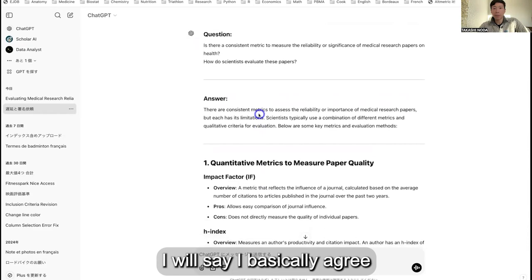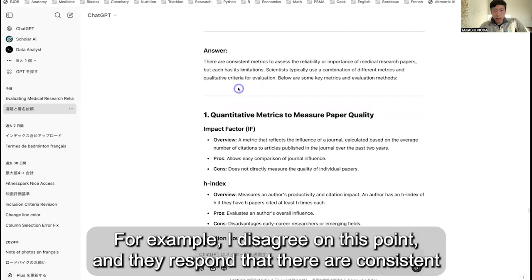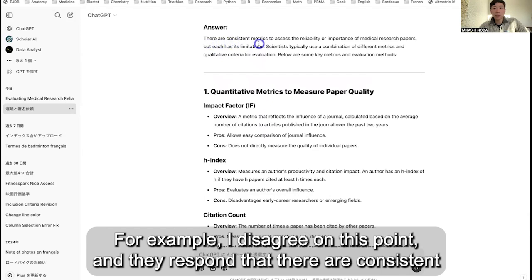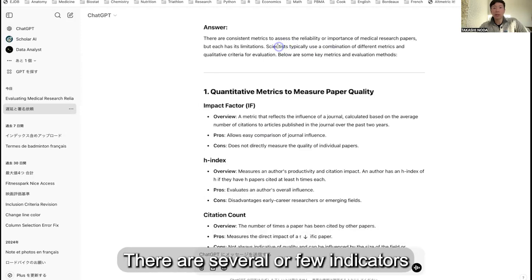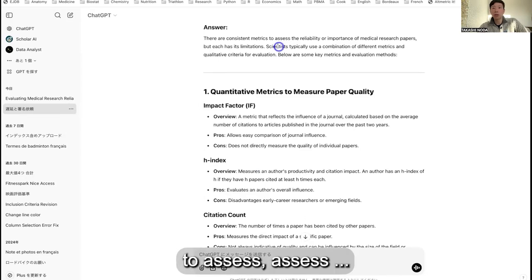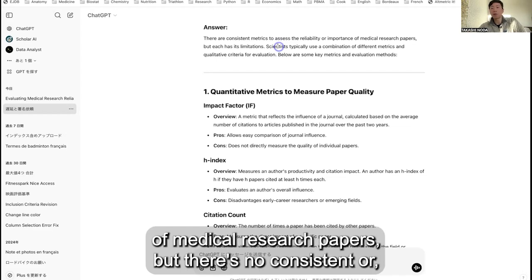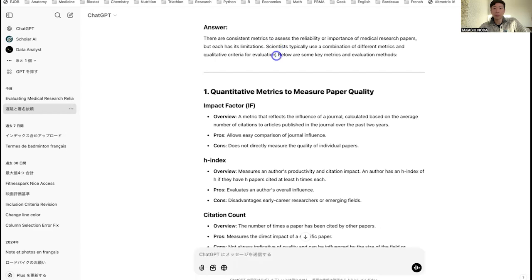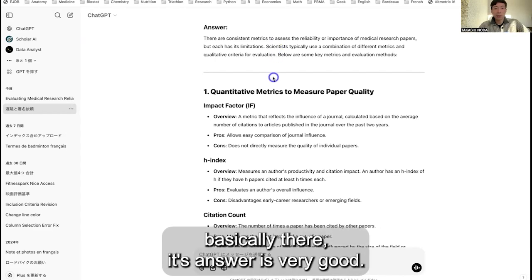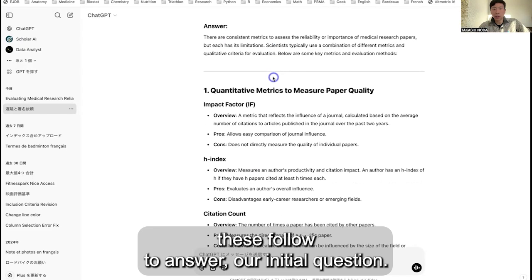I basically agree with ChatGPT's opinion, but I disagree with some of the points. For example, I disagree on this point. It responds that there are consistent metrics to assess reliability, but I believe there are no consistent metrics. There are a few indicators to assess the importance of medical research papers, and assessing reliability is difficult, but there is no consistent or consensus metric or way to assess the importance of medical research papers. So I disagree partly, but basically its answer is very good. So I want to follow this flow to answer our initial question.